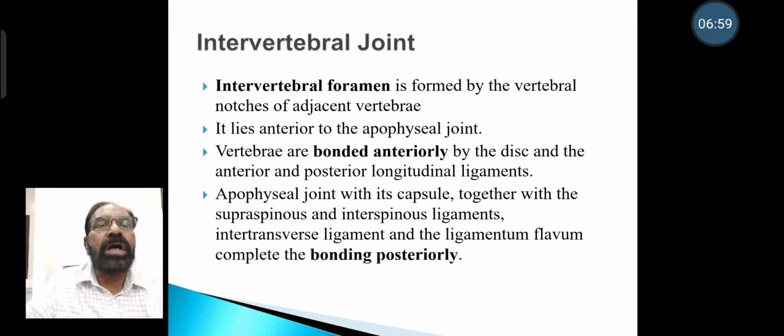Intervertebral foramina is formed by the vertebral notches of the adjacent vertebrae. It lies anterior to the apophyseal joint. Vertebrae are bonded anteriorly by the disc and the anterior and posterior longitudinal ligaments. Apophyseal joint with its capsule together with the supraspinous and interspinous ligaments, intertransverse ligament and the ligamentum flavum complete the bonding posteriorly.